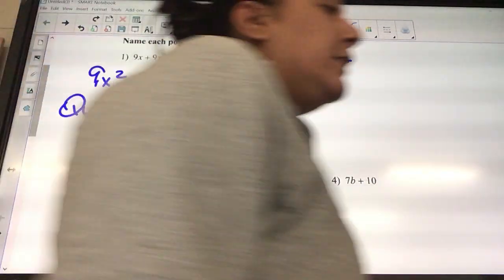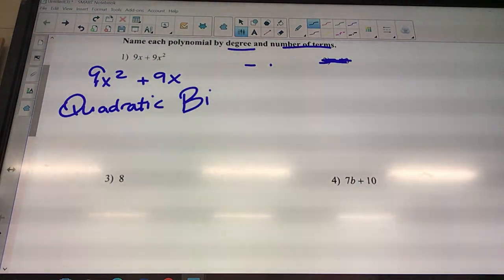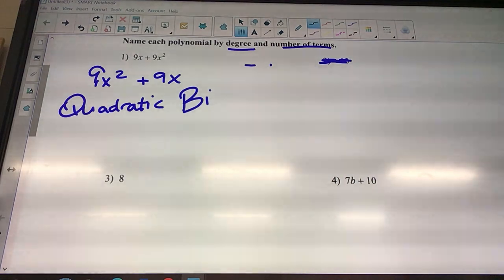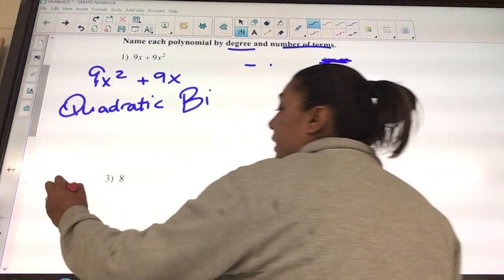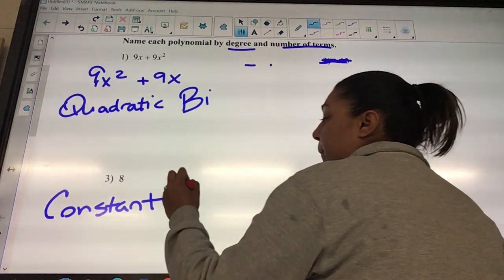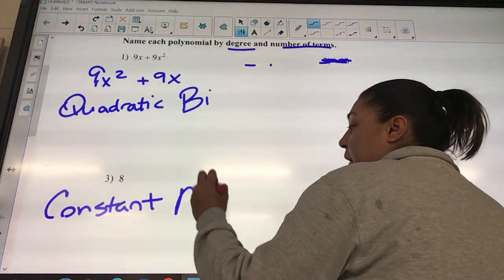Number 3, our highest exponent is what? 0. Okay, there is nothing. So what is that one going to be? A constant. How many pieces are there? 1. So what is that? It's a monomial.